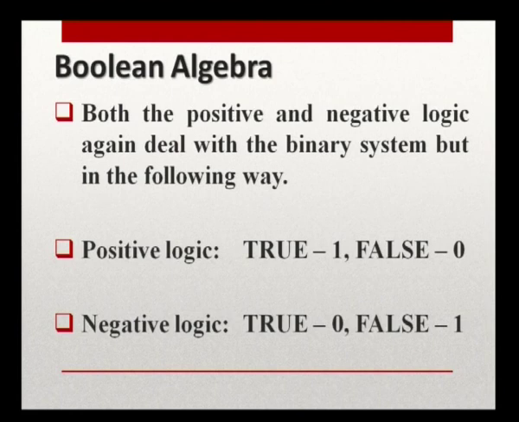In the case of positive logic, the true is 1 and the false is 0. And in the case of negative logic, it is just reversed. True means it is 0 and the false means it is 1. Because we know the meaning, we can operate between the other two manners also.